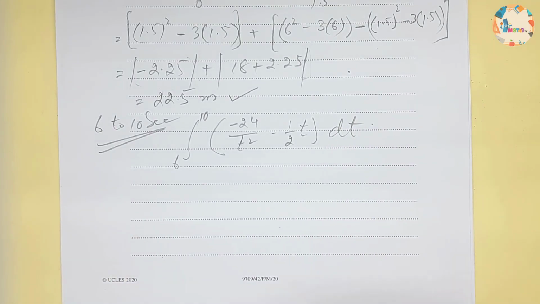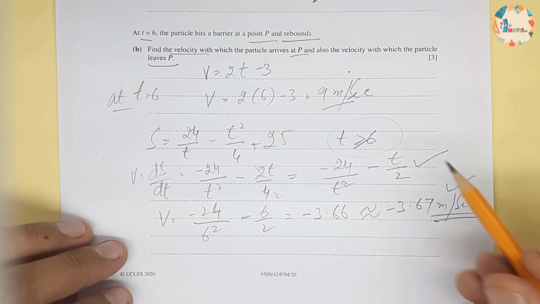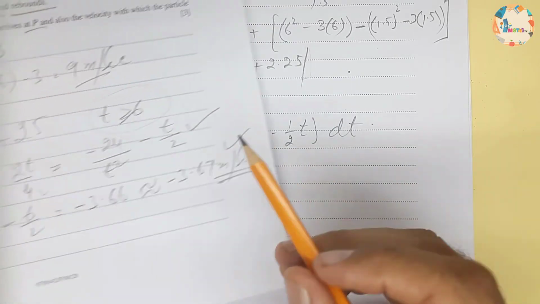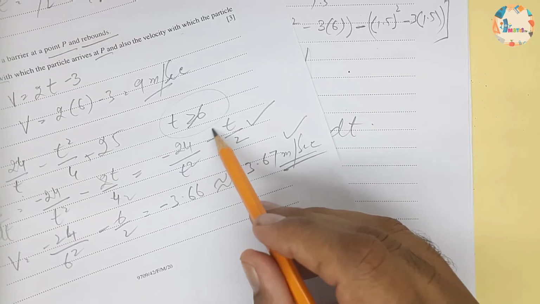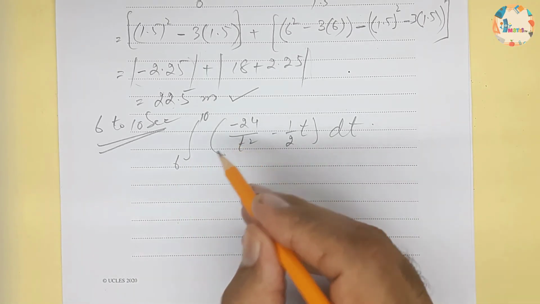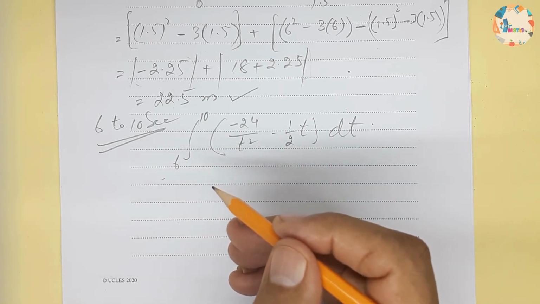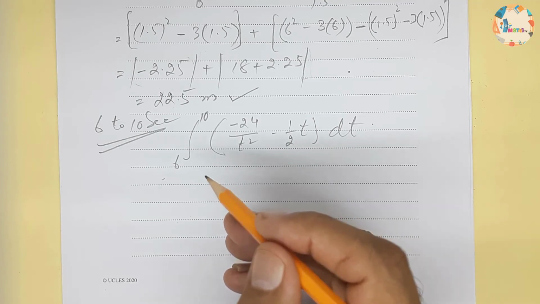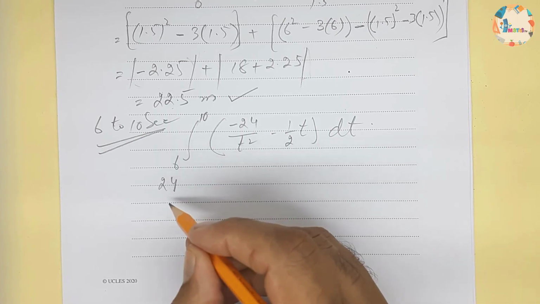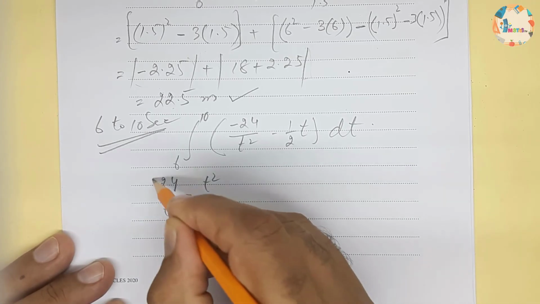I'll show you the equation which we are taking. This is the second equation. This one, basically this is the equation which we are taking, minus 24 over t square minus t by 2. This equation we are utilizing over here. So this is from 6 to 10 which we have taken. So the integration of this one will be directly, this is basically also we have integrated this part as well, which is 24 over t minus t square over 4, this value.